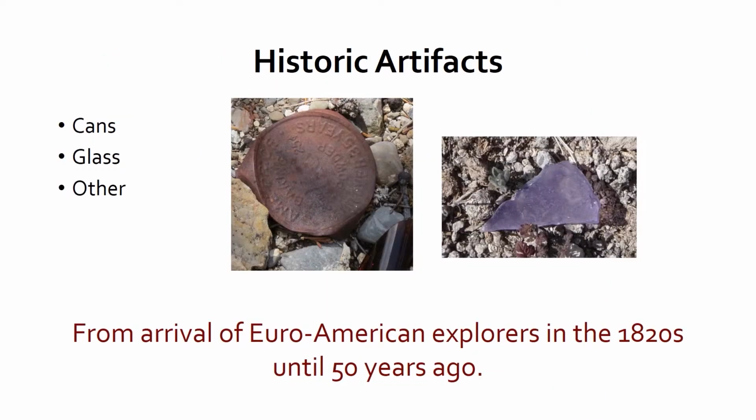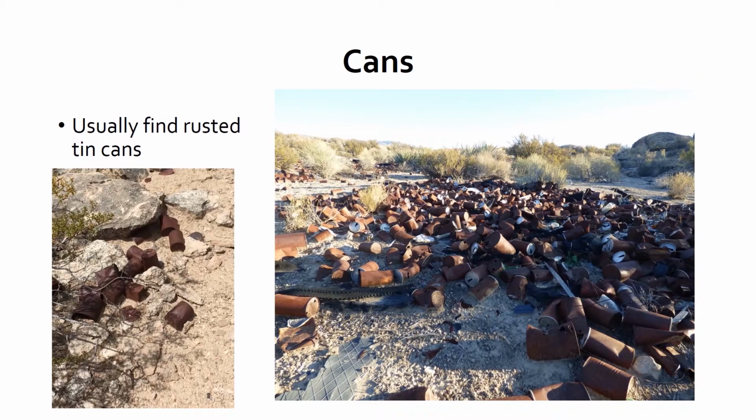So the artifacts that we usually use to identify if people have been in a location are cans, glass, and other trash. And this again is from the 1820s to about 50 years ago. So cans, what you usually find are rusted old tin cans. This is 2 examples.